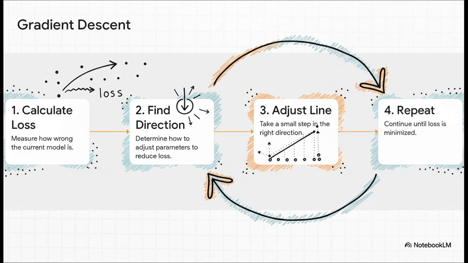First, it calculates the loss for its current line. Then it figures out, okay, which way should I nudge my line? A little steeper, a little flatter, to make that loss number go down. Then it makes that tiny adjustment. And then it just does it all over again, and again, thousands and thousands of times.